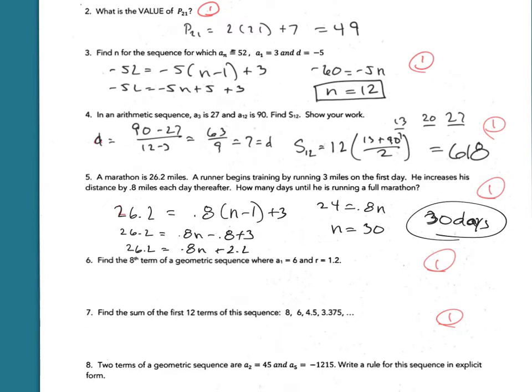So now we're going to switch to geometric. So again, pay attention to the formulas you use. So we're looking for a sub 8, and we know that that is a sub 1, and then the ratio to the n minus 1 power, sorry. Put that into the calculator, 21.5.